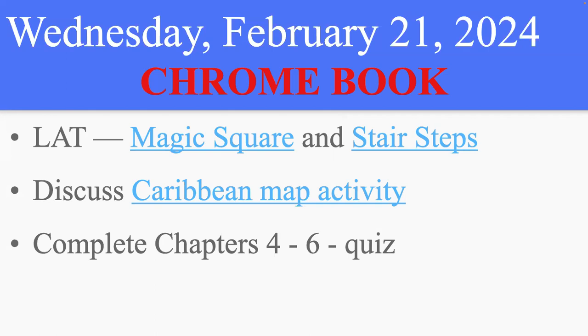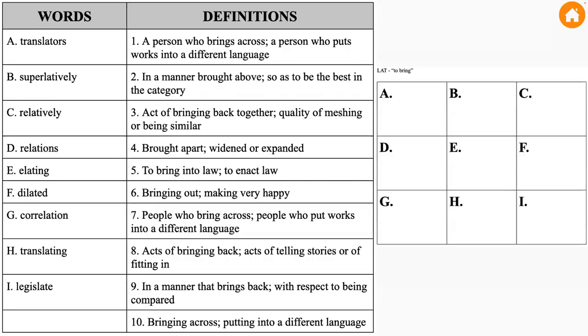Word tomorrow, which is Friday. Same as always. Here we go. Magic square. How many words do we have? How many words? 9 definitions. We're not going to use one definition. We've done this. All right.